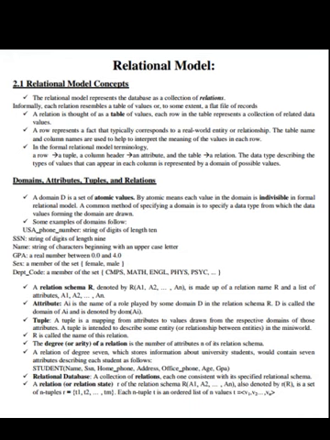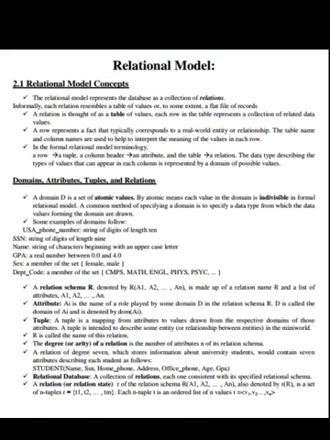Now let us see the second module of the subject Database Management System. Relational model concepts. The relational model represents the database as a collection of relations. Informally, each relation resembles a table of values or, to some extent, a flat file of records. A relation is thought of as a table of values. Each row in the table represents a collection of related data values. A row represents a fact that typically corresponds to a real world entity or relationship.